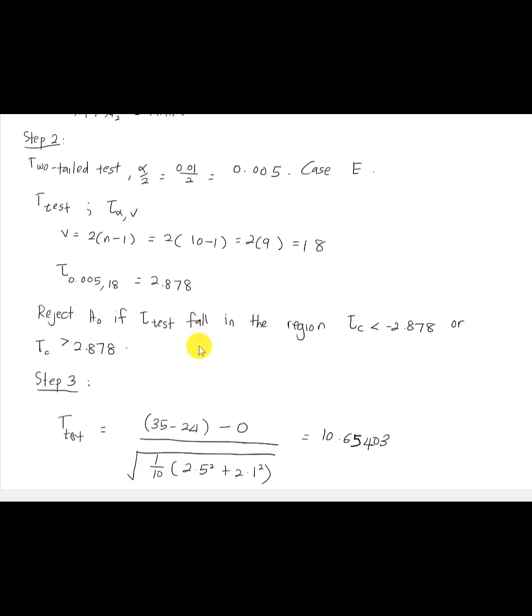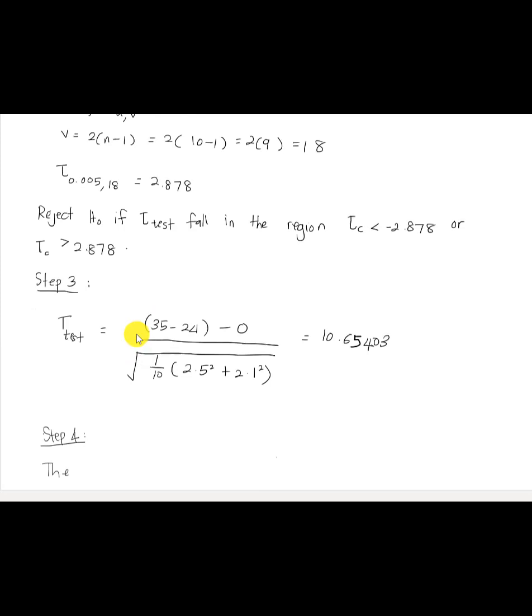Now we must reject the H0 if our t-test falls in the region where our TC is less than negative 2.878 or TC is greater than positive 2.878. So how to determine this? It comes from your two-tail test. In a two-tail test, we reject if the t-test falls in the critical region, which is less than negative and greater than positive.